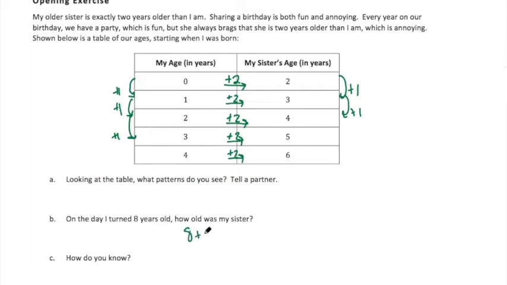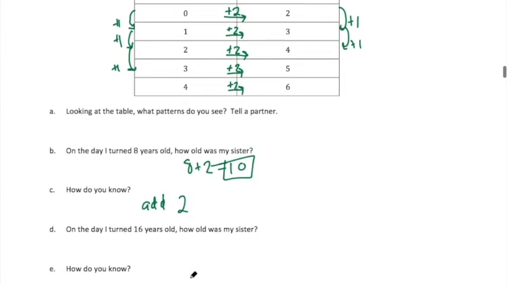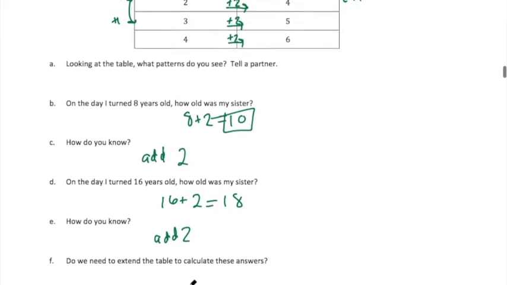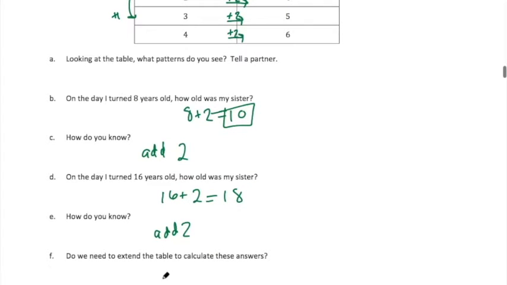So if the younger sister's 8, well, the older sister's 10. How do we find that? We added 2, obviously. When the younger sister is 16, the older sister is 16 plus 2, which is 18. Again, we added 2. So do we need to continue the table? No. We are fine to just use our pattern to figure that out.